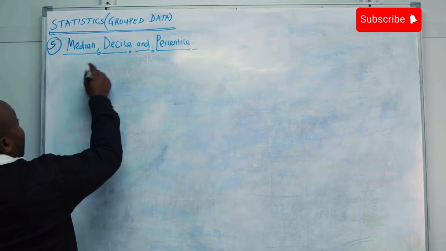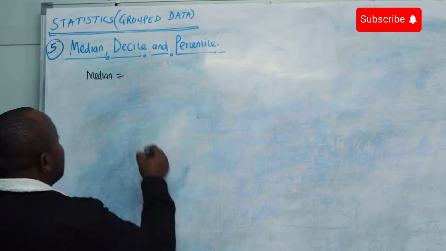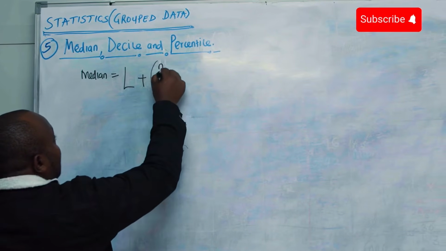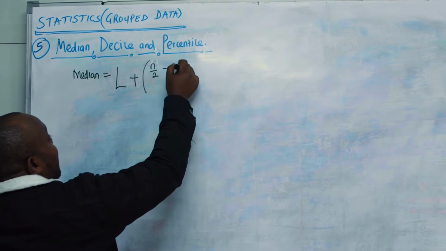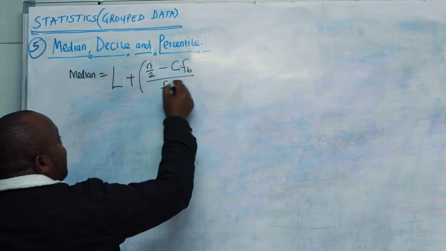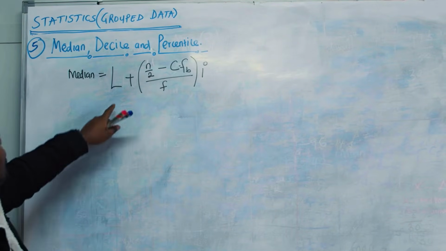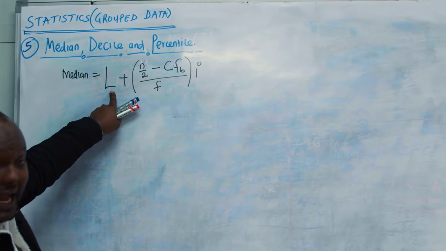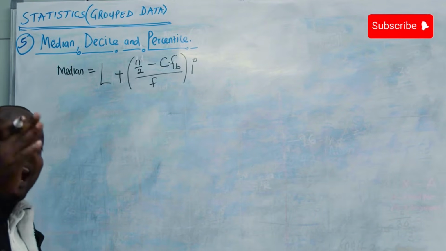Median is equal to, the formula is L plus, into bracket, n over 2, minus the cumulative frequency before, all over the frequency, times the class interval. I should repeat again. So here we have L, the lower class limit of the modal class, and n over 2, because the median is the middle half.